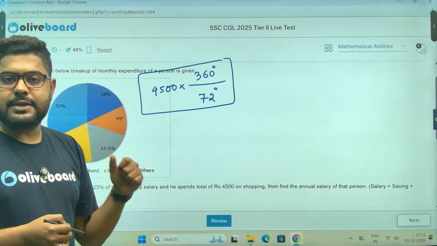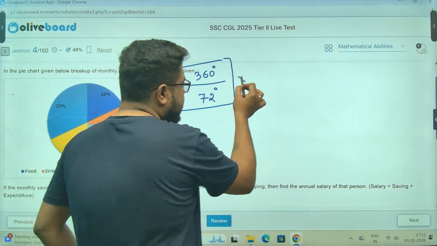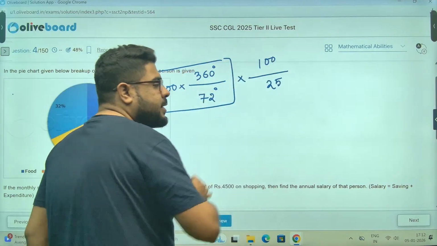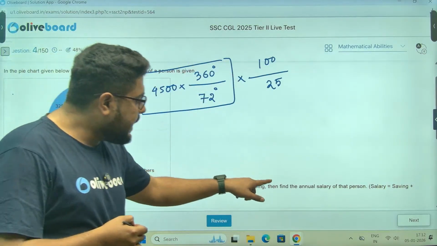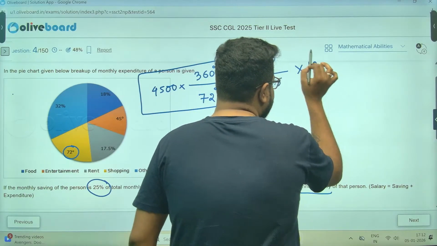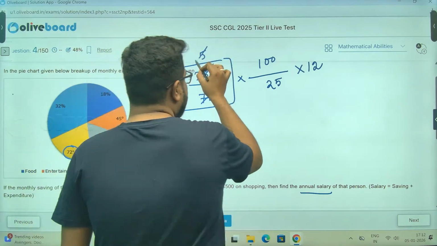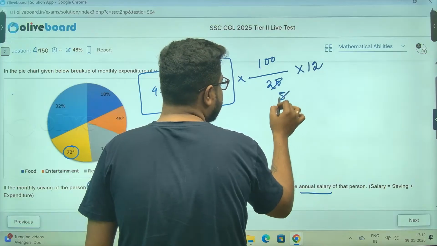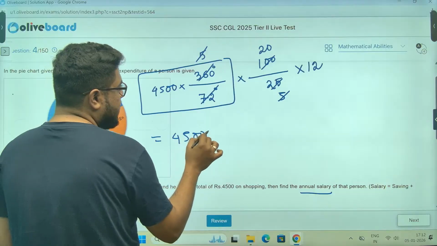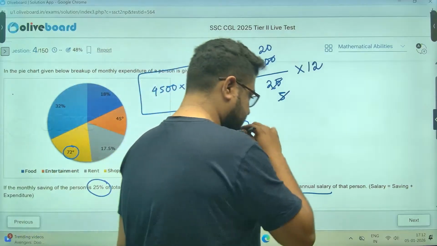Again, they are not asking for the expenditure. Now the expenditure is 25% of the salary. So this thing is only 25% of the salary. So total salary will be 100%. This is monthly, sir. They are asking annual salary. Annual salary will be into 12. That's your answer. Directly, chalo, calculate. 360 by 72 is 5. 5 fives are 25. 5 20s are 100. Right? 4,500 into 240, sir. So this is going to be your answer.